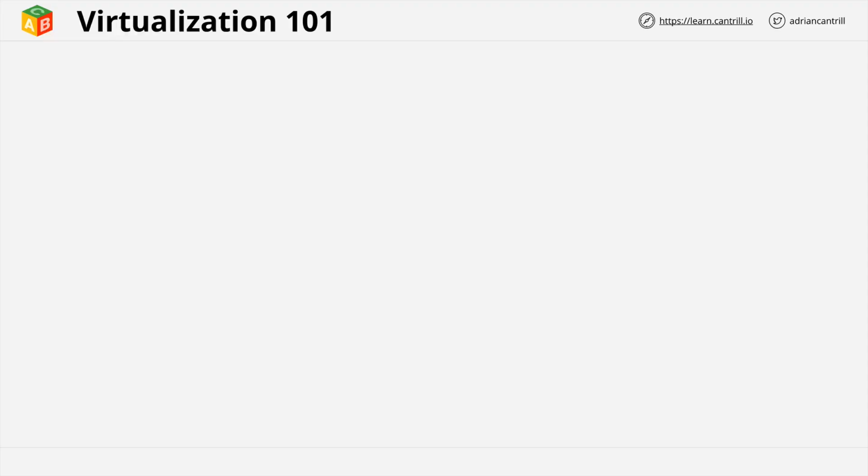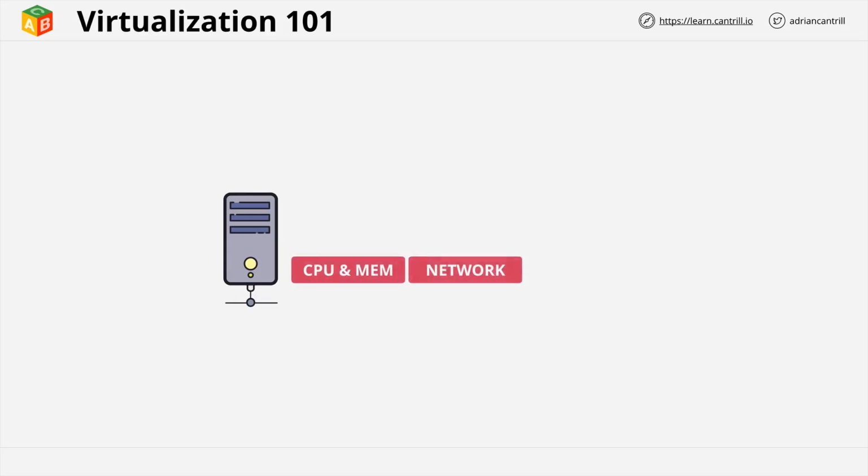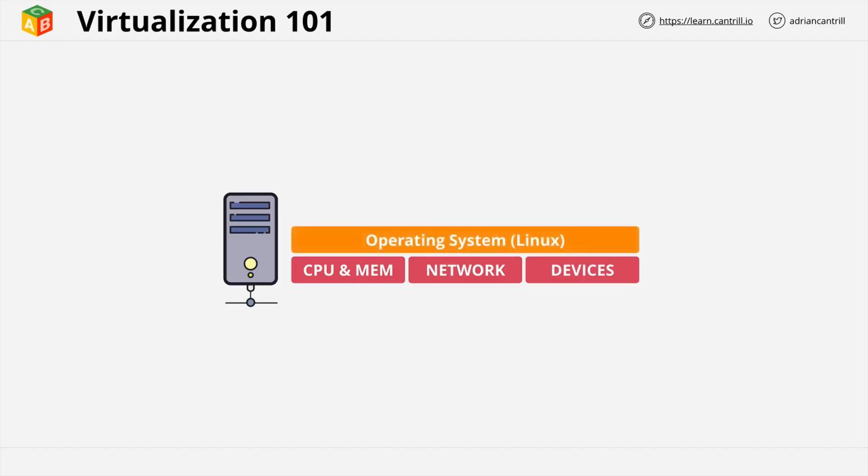Virtualization is the process of running more than one operating system on a piece of physical hardware, a server. Before virtualization, the architecture looked something like this. A server had a collection of physical resources, so CPU and memory, network cards, and maybe other logical devices such as storage. And on top of this runs a special piece of software known as an operating system.